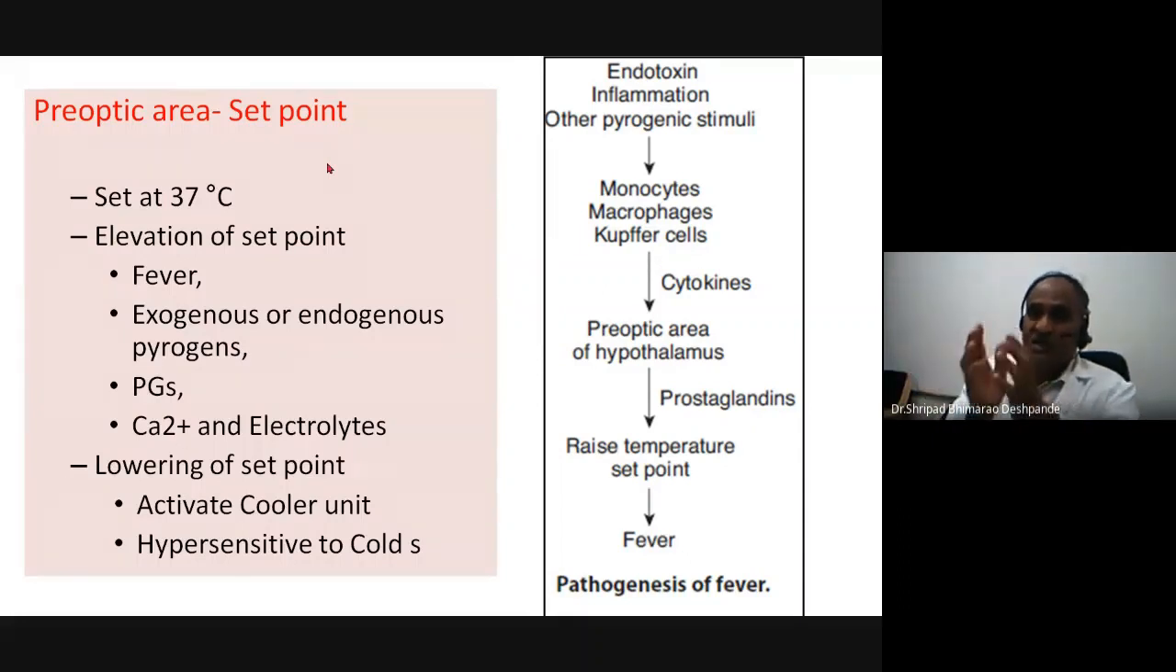If the heat production unit is activated and the heat loss unit is suppressed, more heat is produced and his body temperature increases. What happens if you block these prostaglandins? That is what we do by giving a prostaglandin synthase inhibitor. So what are your antipyretics? Your antipyretics are nothing but prostaglandin synthase inhibitors, such as paracetamol or aspirin. They block the prostaglandin synthesis, and in that case they bring the set point back to normal, to 37 degrees Celsius.